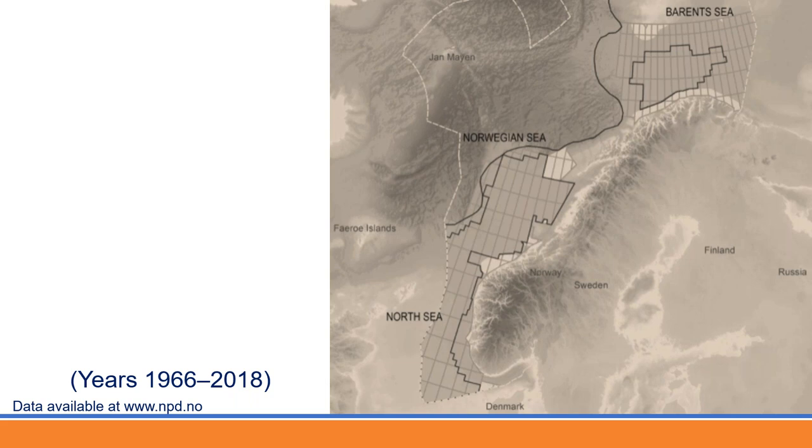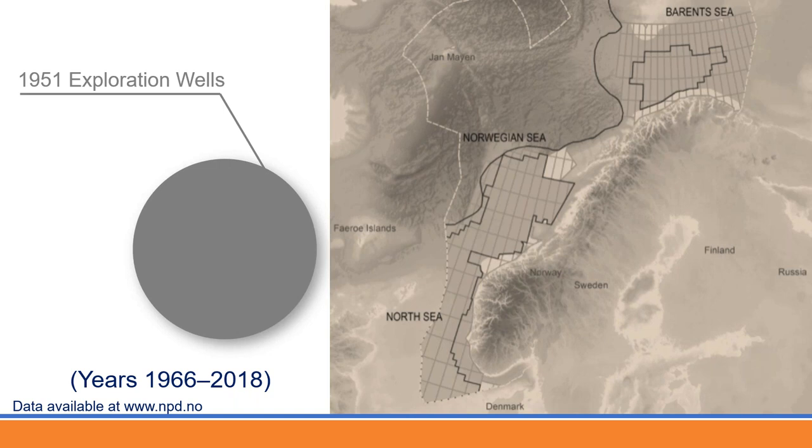The Norwegian continental shelf is composed of three main areas: the North Sea, the Norwegian side of the North Sea, which is basically shared between the countries of Norway, the United Kingdom, and Denmark. The Norwegian side is to the south. Then to the north of the North Sea is the Norwegian Sea, and all the way to the north is the Barents Sea. There were in total almost 2,000 wells drilled. Up to the year 2018, 2 years ago, there were exactly 1,951 exploration wells drilled in this region.